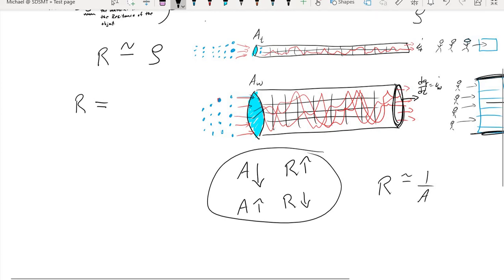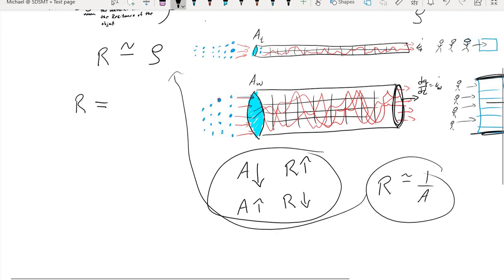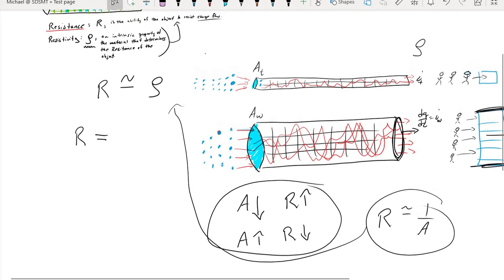And so I'm going to pair that with the proportionality that we have for our resistivity. And so our proportionality expression, we're going to combine these. We have a one-to-one relationship with resistivity. We have a 1 over A relationship.